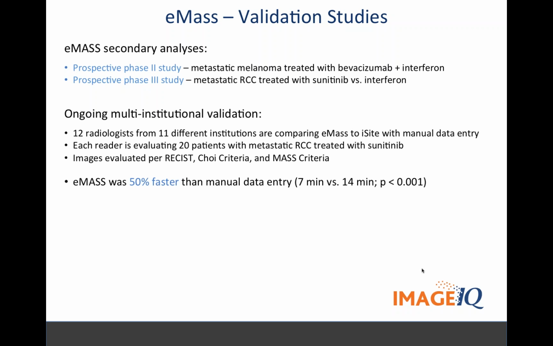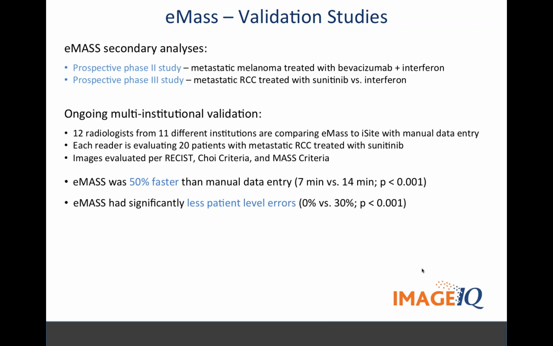These are really expert readers from different universities. And it turns out, this is really important, that eMass was 50% faster than the manual data entry. We actually got tons more information from eMass, but it was twice as fast, 7 minutes versus 14 minutes. That was really a nice surprise for us. How does that translate to you in the clinical trial? Well, that helps us keep our costs down. If you're working with us as partners, that's one way we can keep costs down. We're gathering tons more information for you and doing it faster, and we can pass that cost savings on to you.